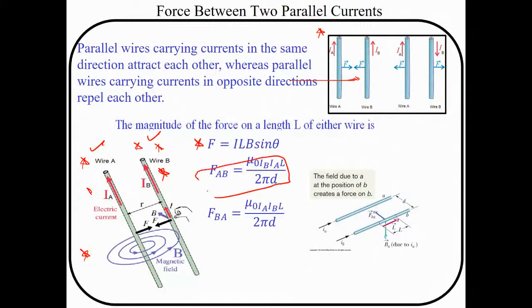This is what you understand from this equation, my dear: the force by the first wire on the second wire, and the force of the second wire on the first wire. But in the equation, you can see that if the same current is flowing, then IB is exactly equal to IA.